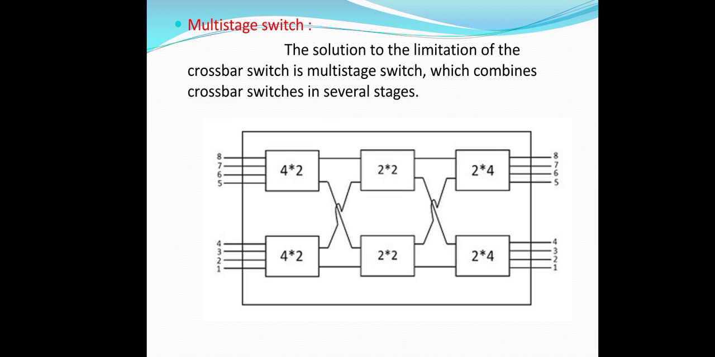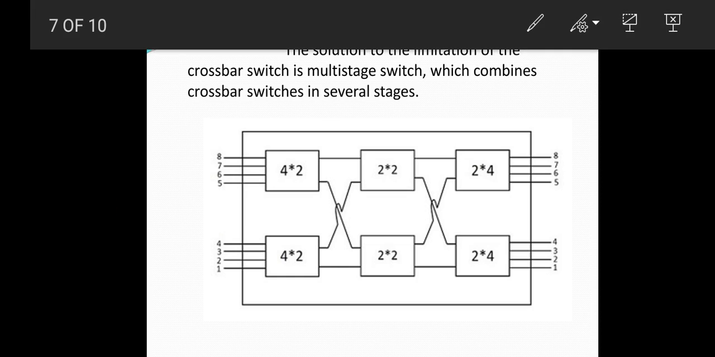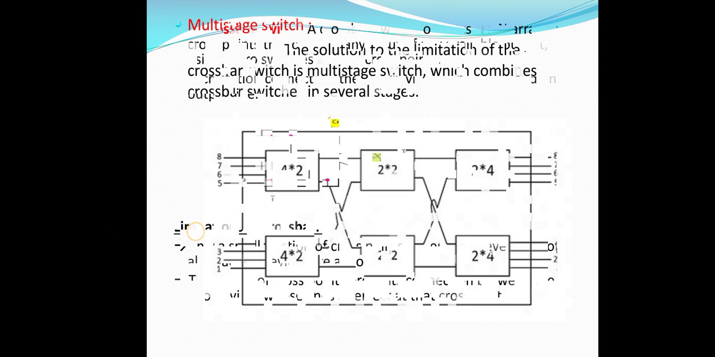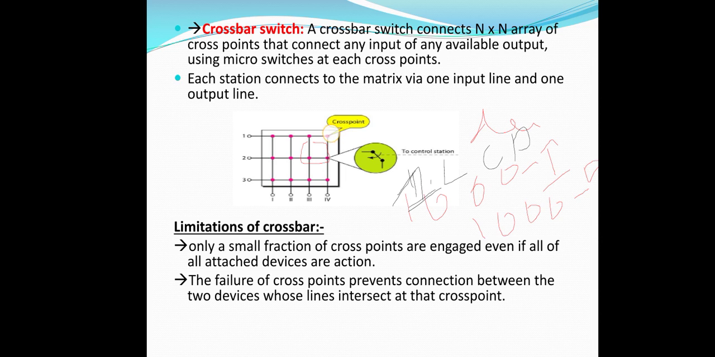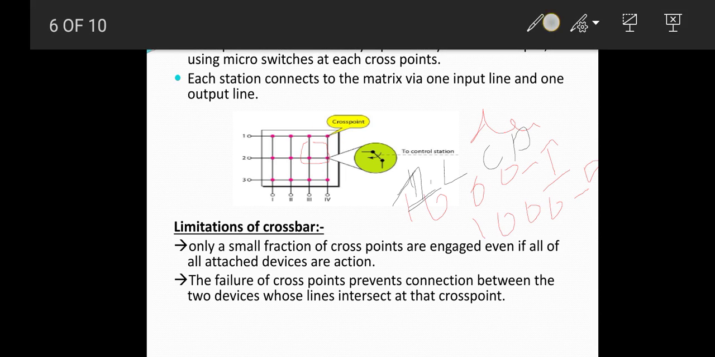By designing multiple-stage paths inside the switch, we can decrease the number of cross points. By using multi-stage switches, we can decrease the number of cross points.